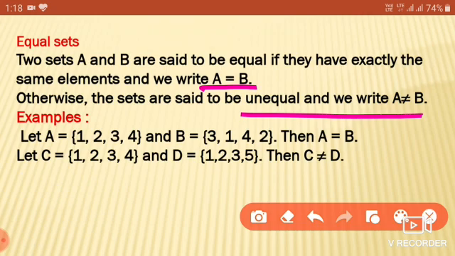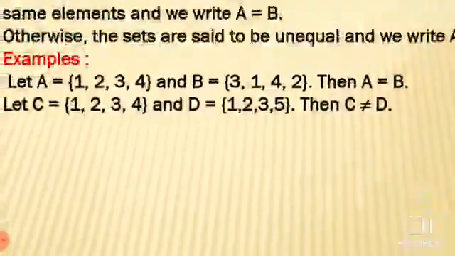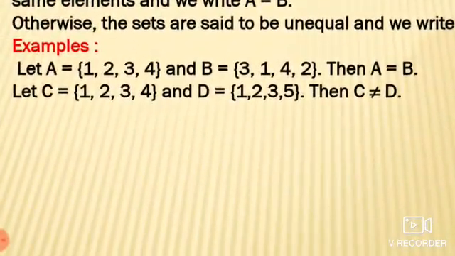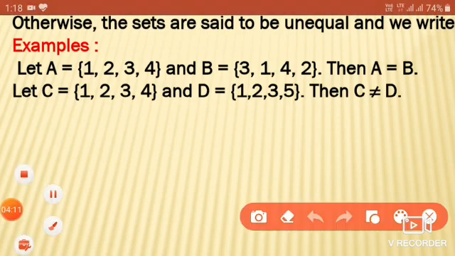Now see the examples here. There are two examples here. A equal to the set {1, 2, 3, 4} and B equal to {3, 1, 4, 2}. See, here 4 elements and 4 elements. All the elements are same, is it? Here also 1, 2, 3, 4. That is 1, 2, 3, 4. So that is A equal to B. It is an equal set. A and B are equal.